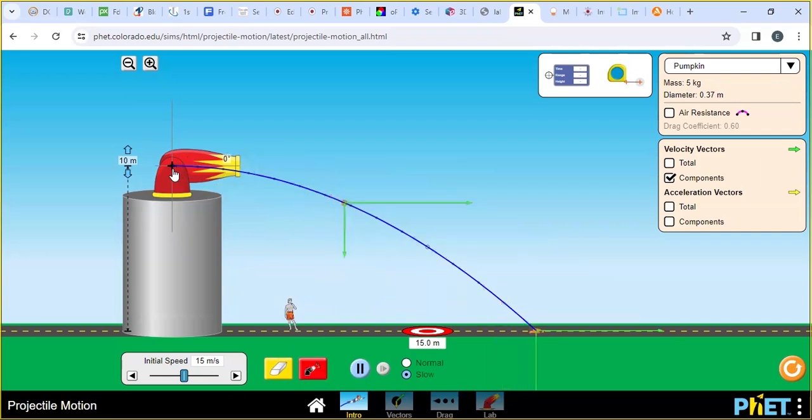Now watch it when it's here. Look at this thing that looks like a plus. When the cannonball is there, there's no vertical arrow, because when it is there, it only has the velocity of projection, in this case 15 meters per second.